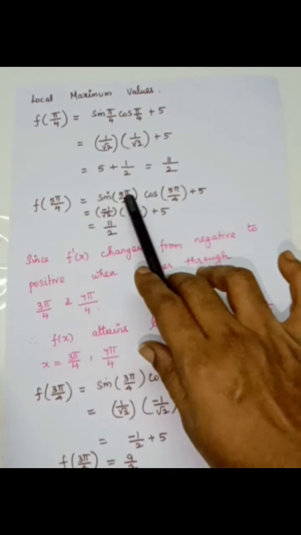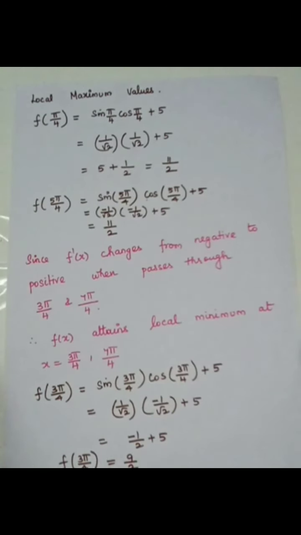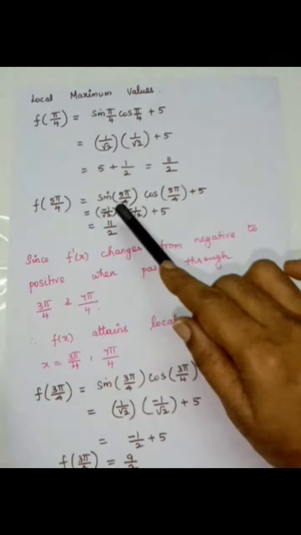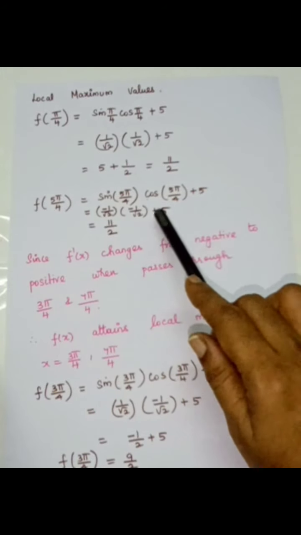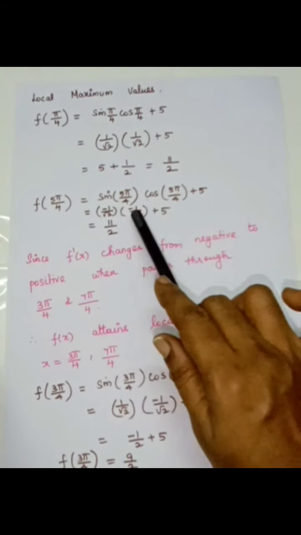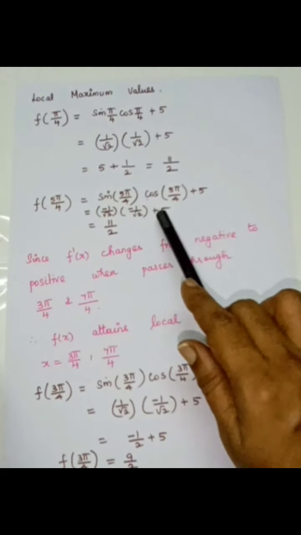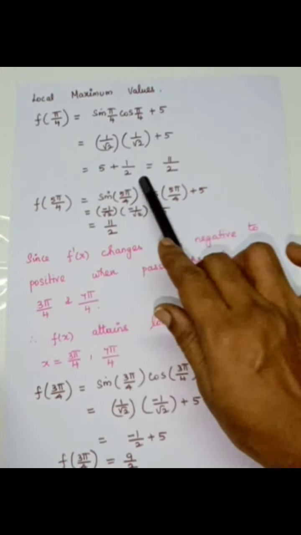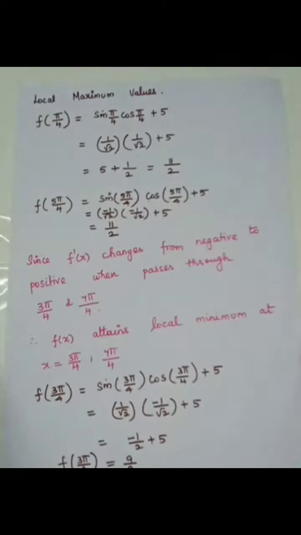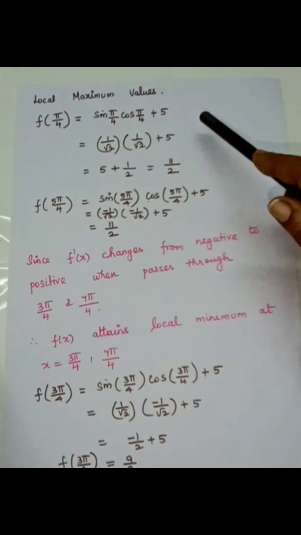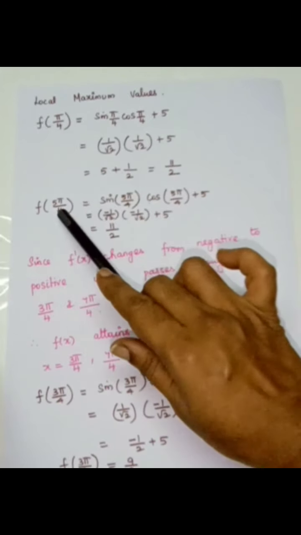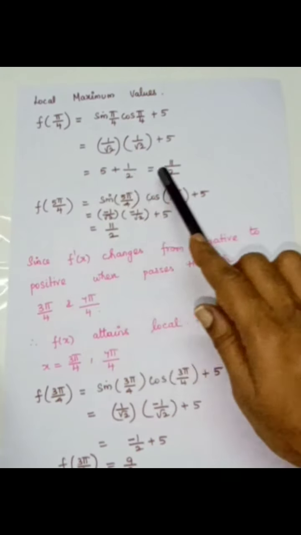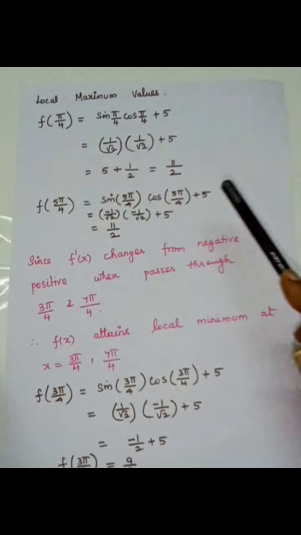So see that 5 pi by 4, it is 225 degree. So it lies in the third quadrant. Both are negative. So minus 1 by root 2 into minus 1 by root 2 plus 5. So when you multiply these two, 1 by 2. So 1 by 2 plus 5. Again the same result comes. So it is 11 by 2. Okay. So the maximum values are obtained at x is equal to pi by 4 and x is equal to 5 pi by 4. The maximum value is 11 by 2.